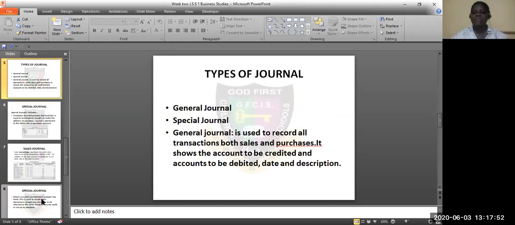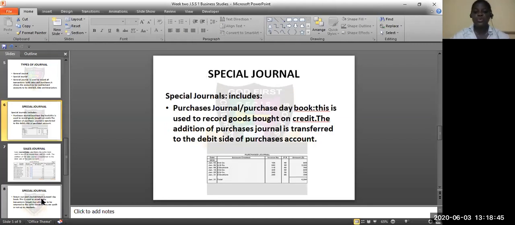Then the types of journal that we treated include general journal and special journal. Remember that in the general journal, you record the transactions done on both sales and purchases together, and it has 5 columns for recording the date, the particulars, the folio, the account to be debited, and the account to be credited. The date serves as reference, the particular serves as description, the folio serves as reference number, while the account to be debited and to be credited signifies which one is coming in and which one is going out. Then we moved to the special journals.